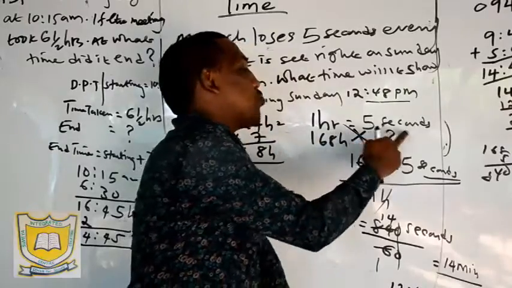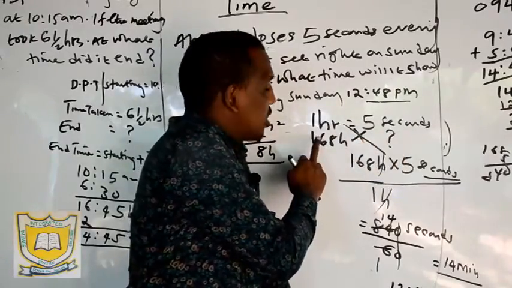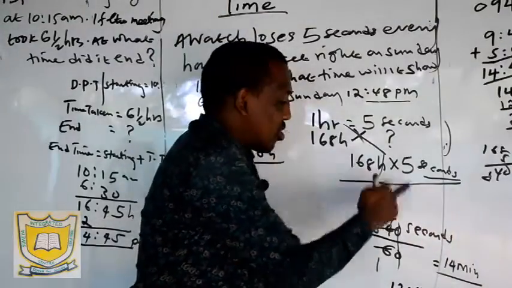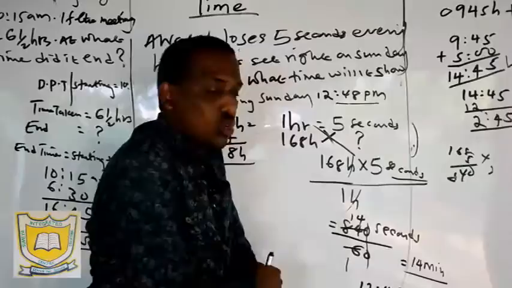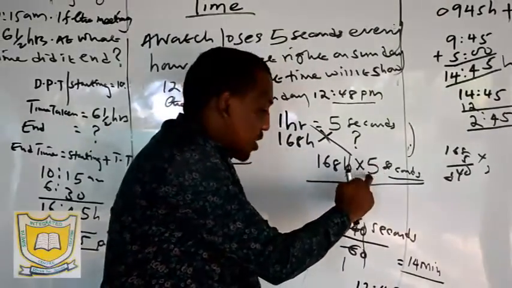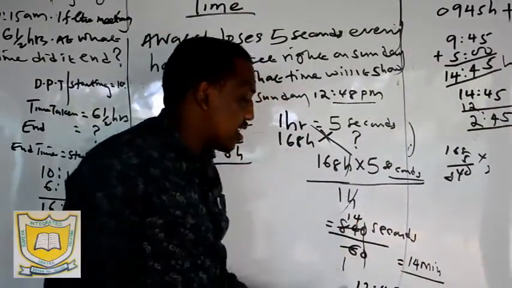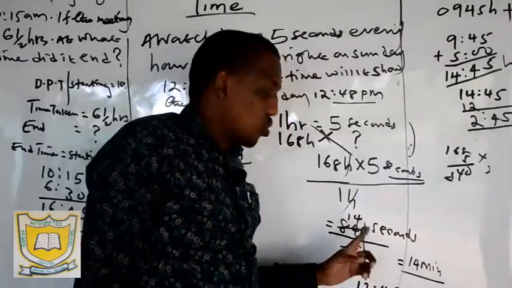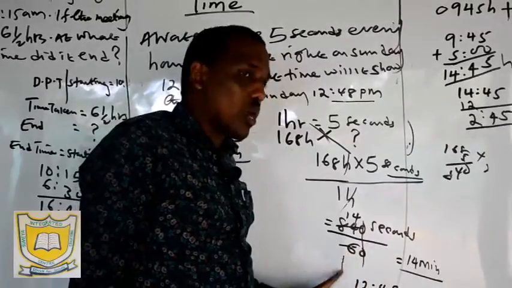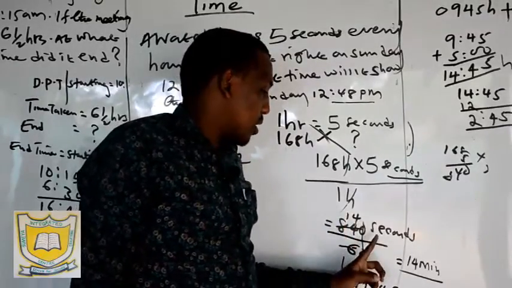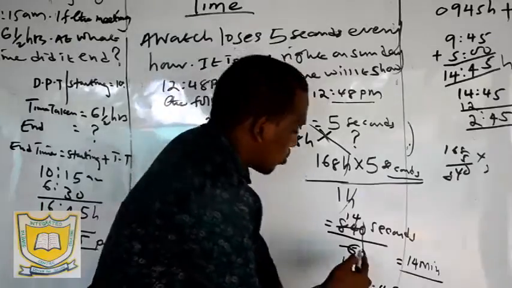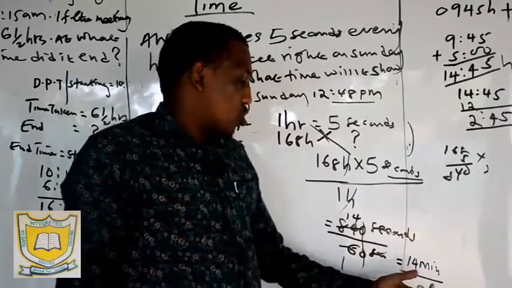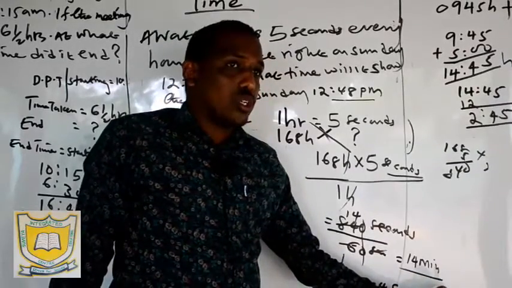So 1 hour is equal to 5 seconds. What about the total hours for the 7 days? 168 hours. Cross multiply. 168 hours times 5 seconds over 1 hour. You cancel. So 168 times 5 seconds, you will get 840 seconds. Whenever you get seconds, you always change them into minutes. So you cancel by 60, and you will get 14. So the total minutes that the watch was losing was 14 minutes.